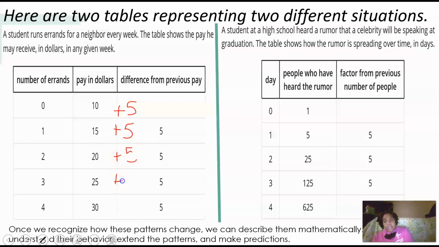So we can write that down so we see the pattern. Each time he runs an errand, he's adding $5. So we see the growth here is adding 5.